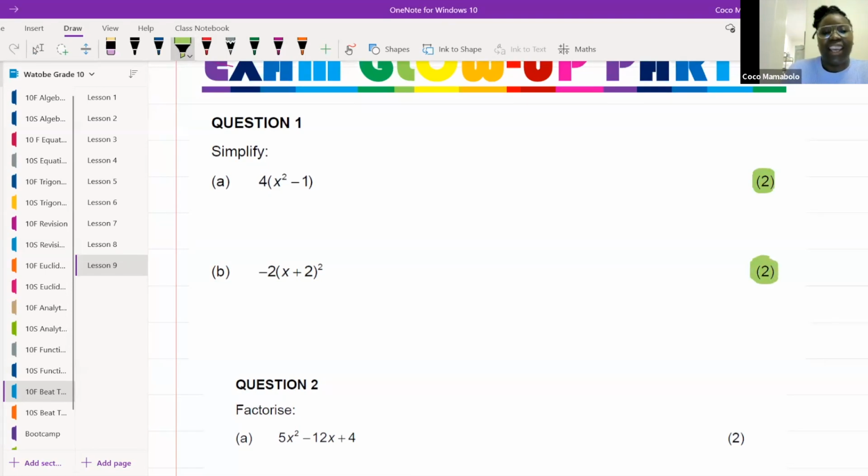And we remember that simplify literally just means take away the brackets. Okay, take away the brackets. And how do we take away brackets?